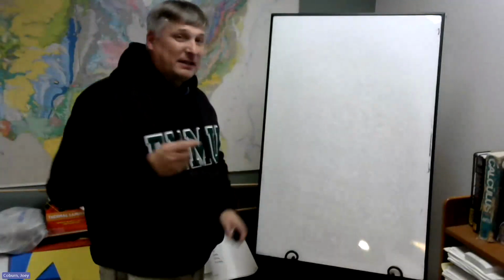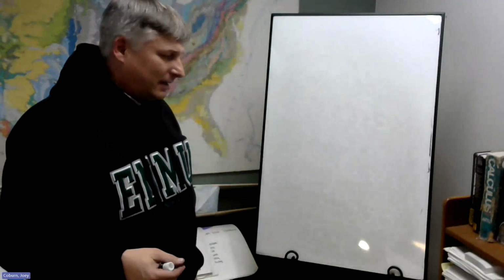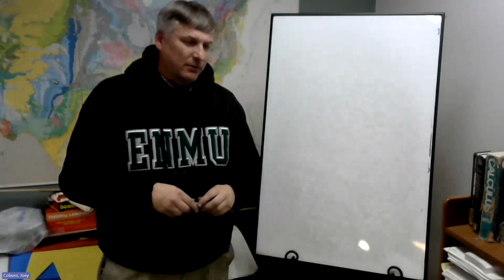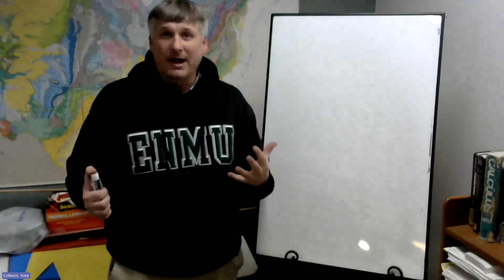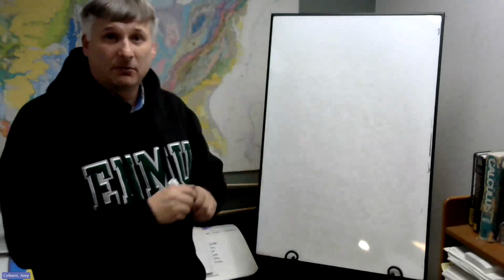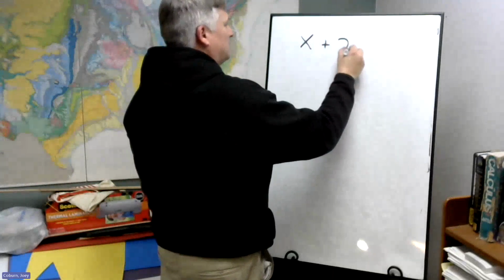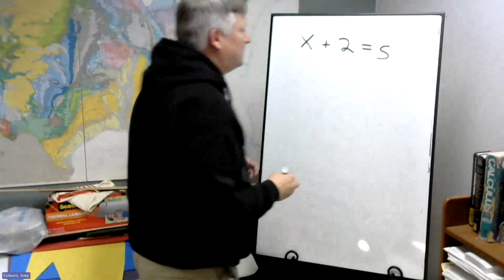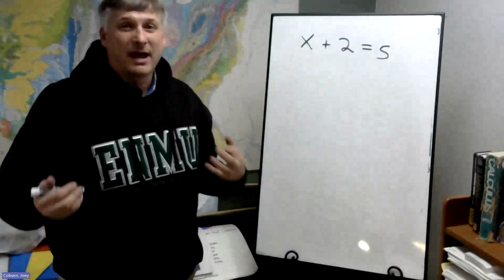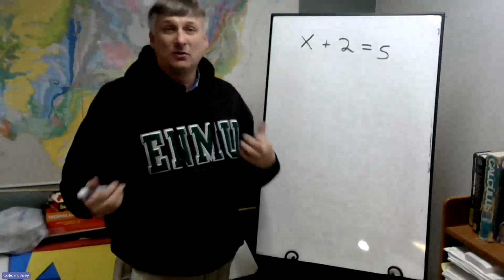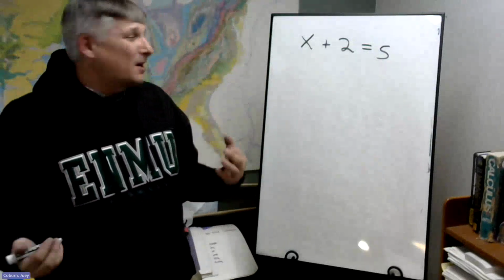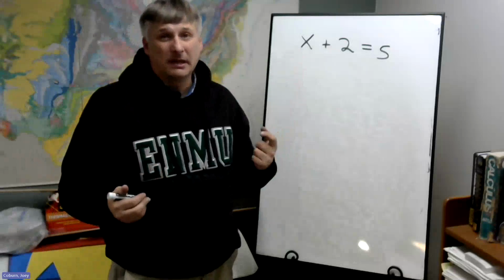So I want to get into section 7.3. And the idea of section 7.3 is we want to solve for x. Now, we've tried this before. We would do x plus 2 equals 5. And we would ask, well, what value would x have? Now, x again is an unknown number. So what number could x possibly be?